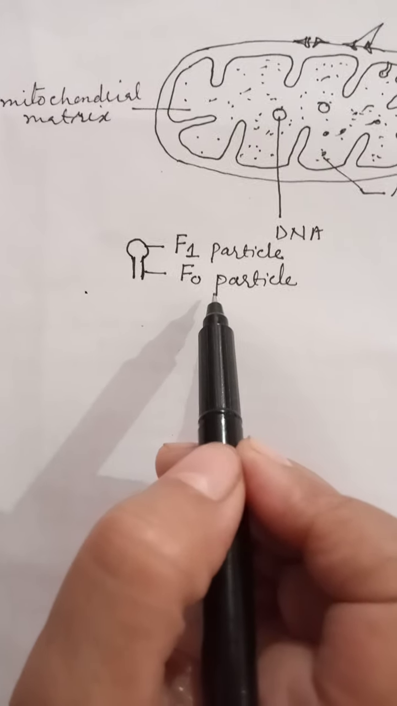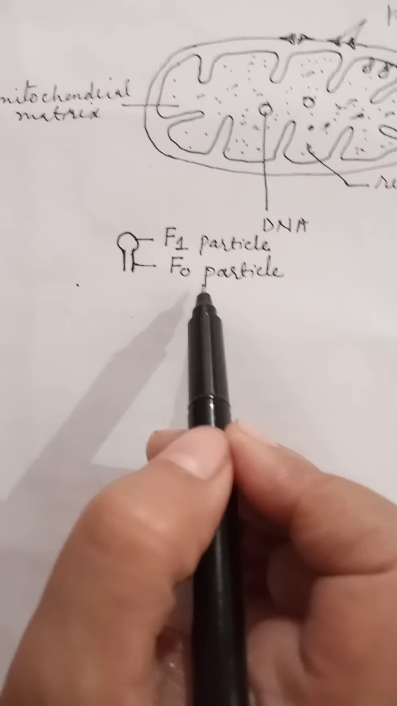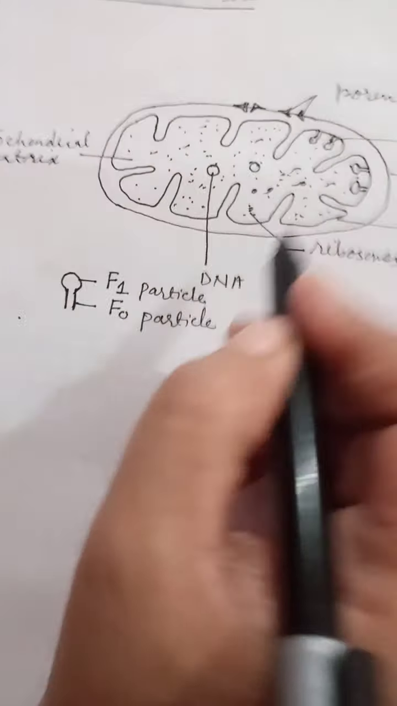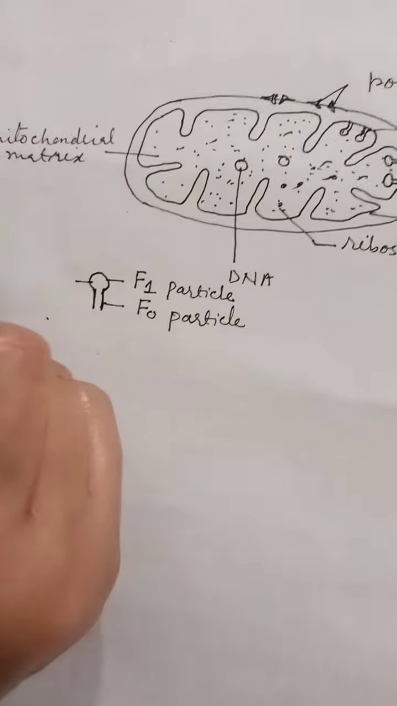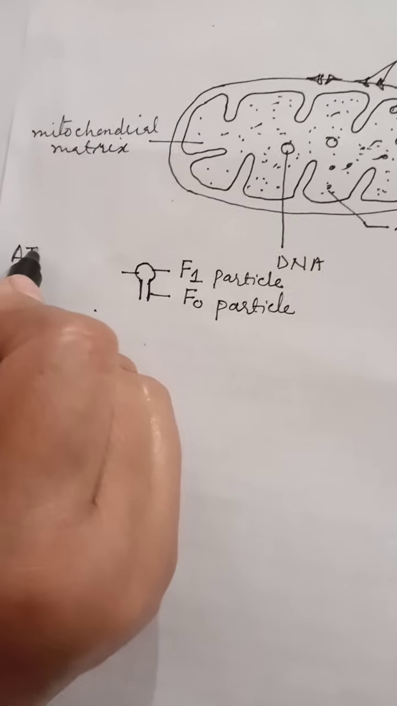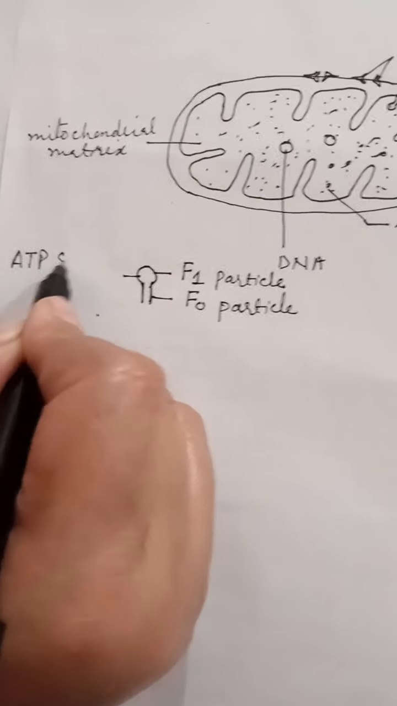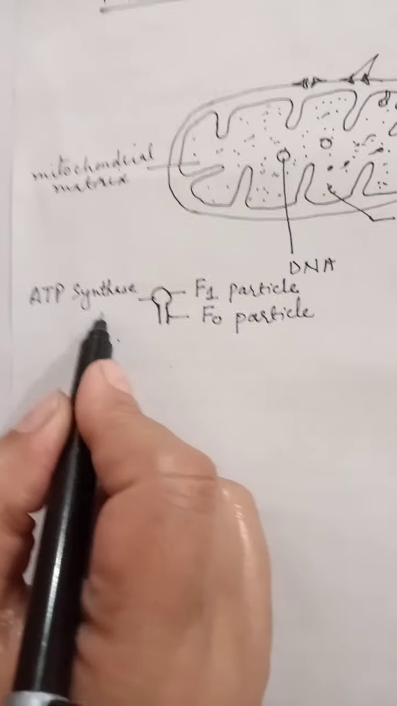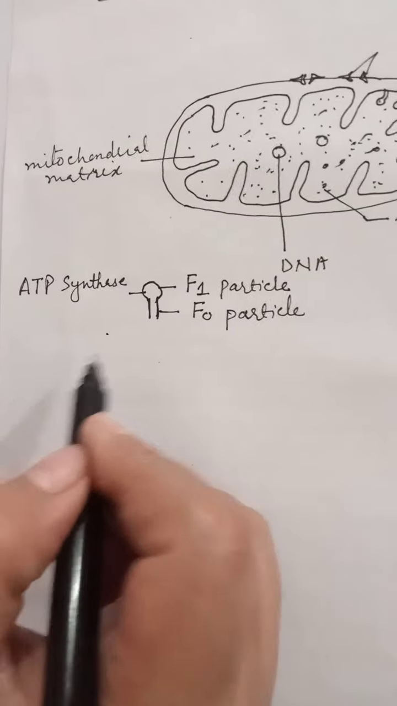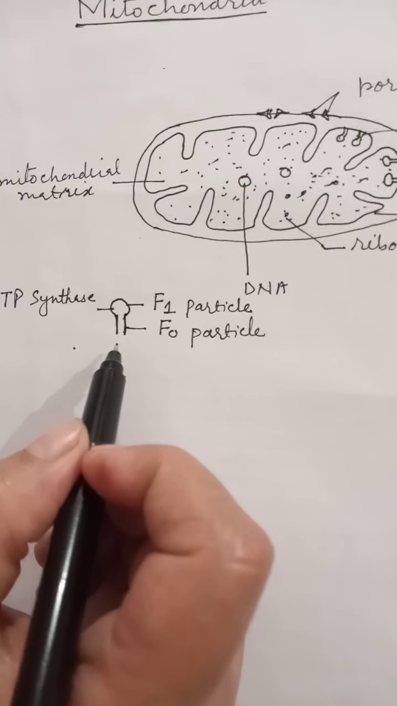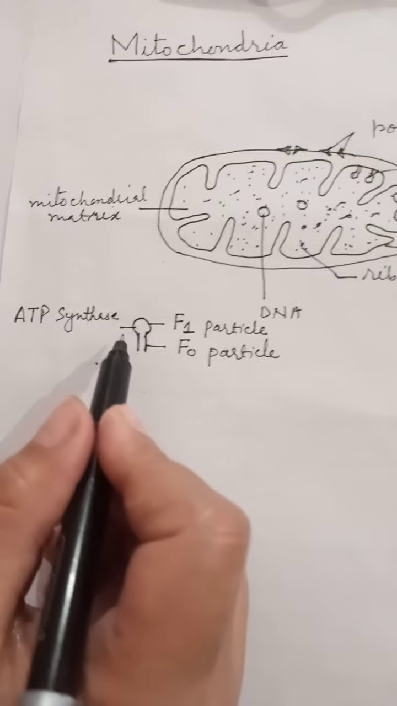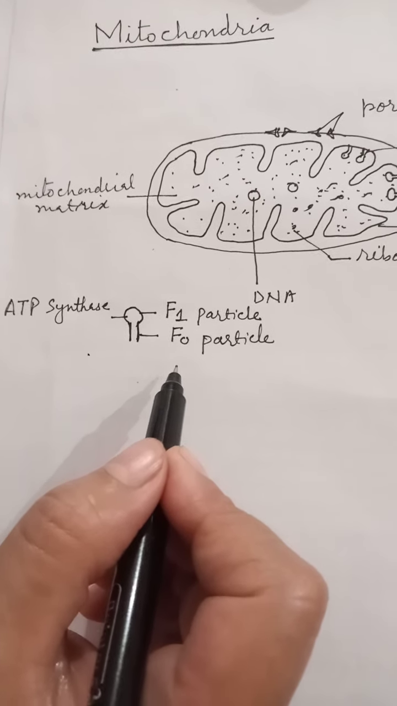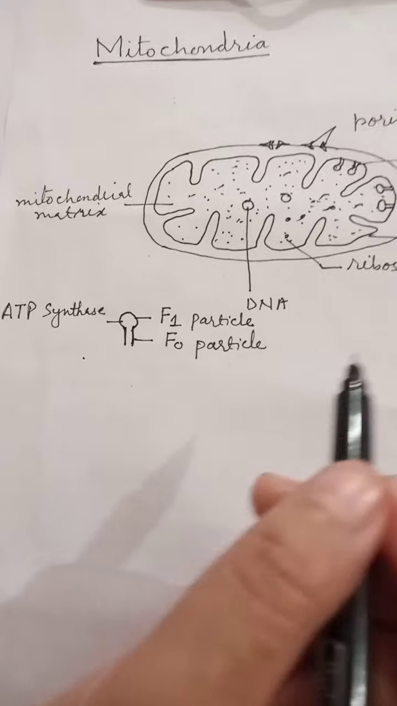The F0 part is involved in the transport of hydrogen ions, while the F1 particle has an enzyme which is called ATP synthase. This enzyme is involved in the synthesis of ATP. So oxysomes are mainly involved in the synthesis of ATP. They are also commonly called F1 particles.